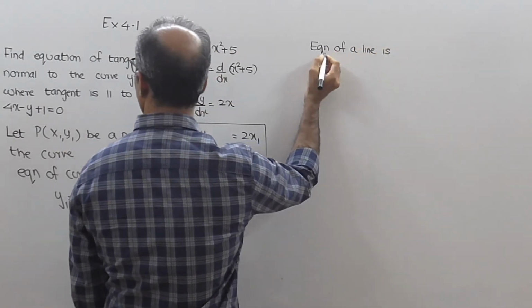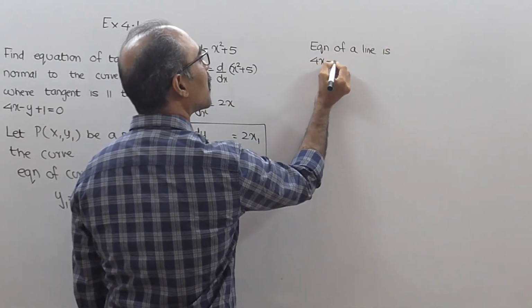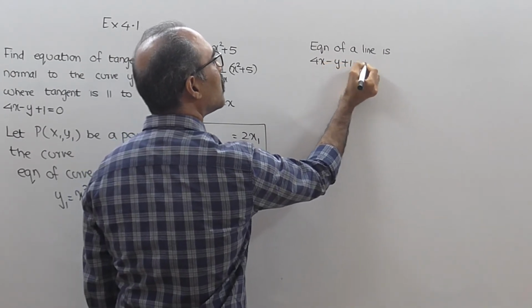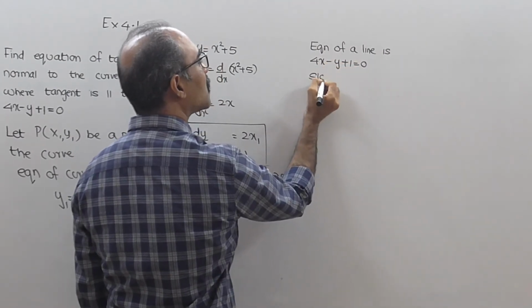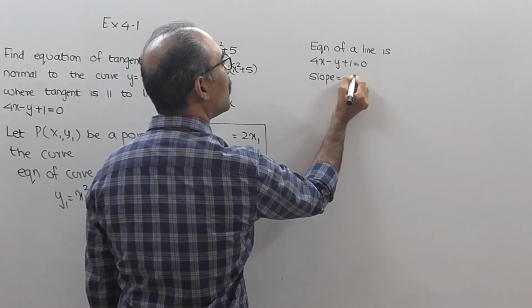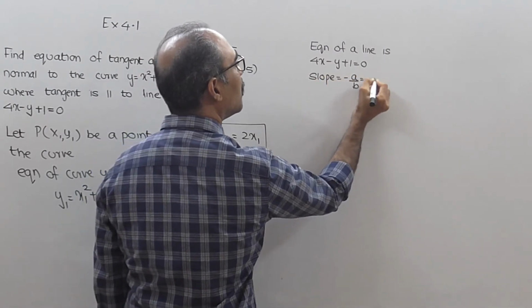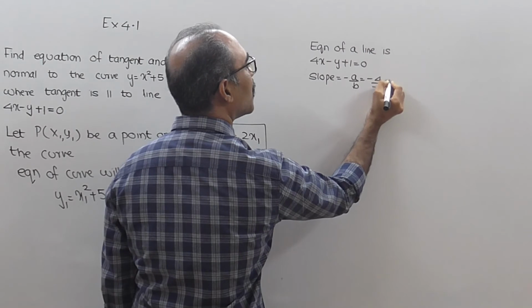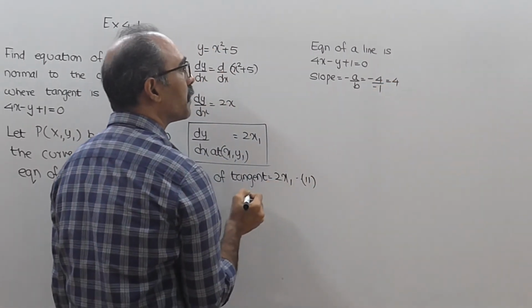What is the equation of the line given to you? 4x minus y plus 1 equal to 0. What is the slope? The slope of this line will be minus a by b, which is equal to minus 4 upon minus 1. The slope is 4.